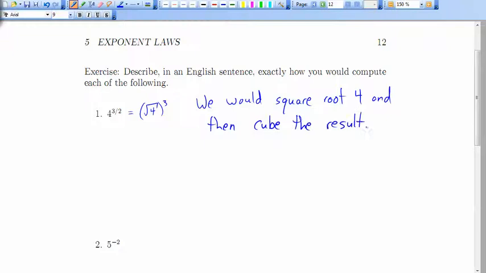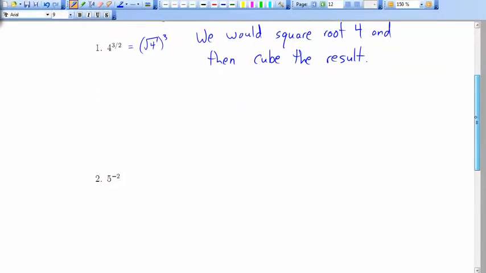Now there's another way to get the answer as well. You could cube 4 first and then square root the result. It's up to you which order you'd like to do them in. It doesn't matter. Okay. If we have a 5 to the negative 2, we know from law number 2 that's the same as 1 over 5 squared. So we would square the 5 first, and then take the reciprocal of the result.